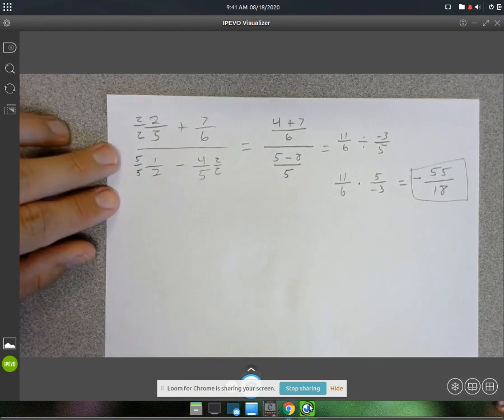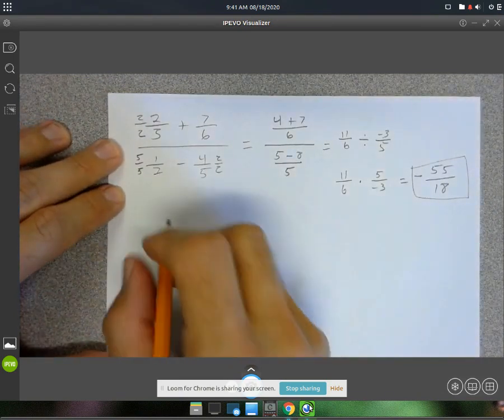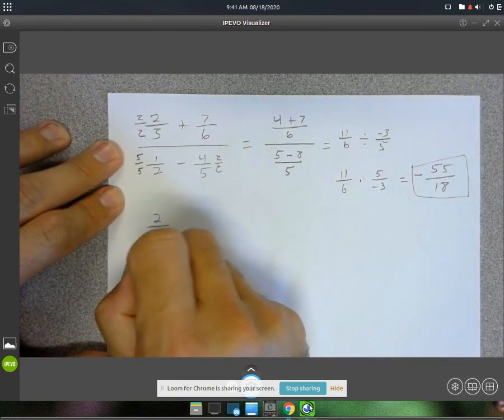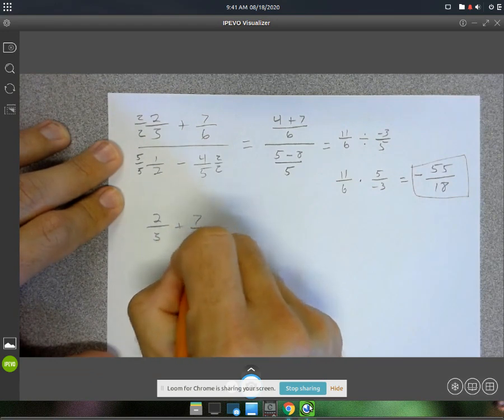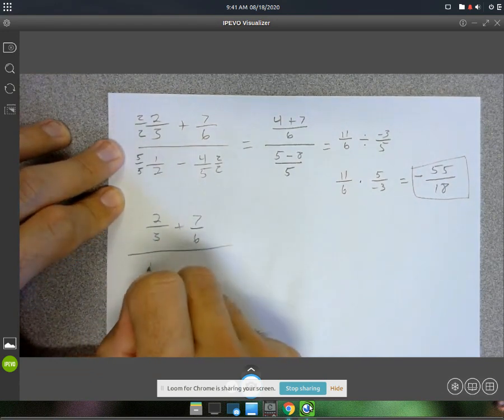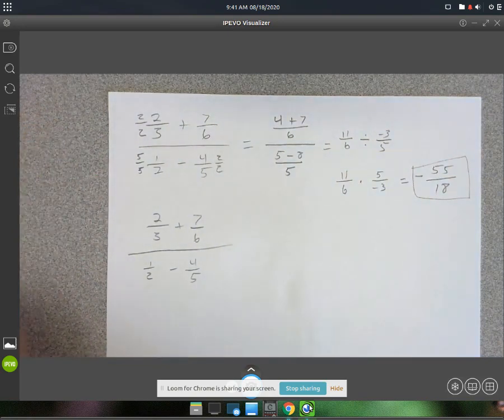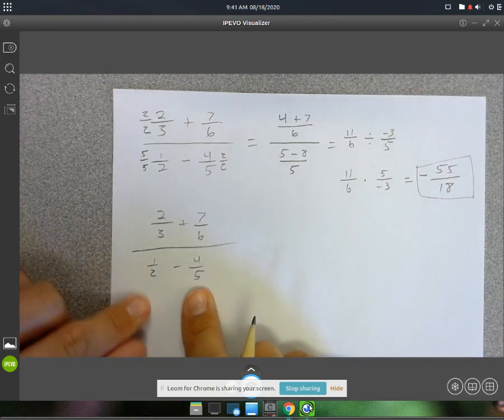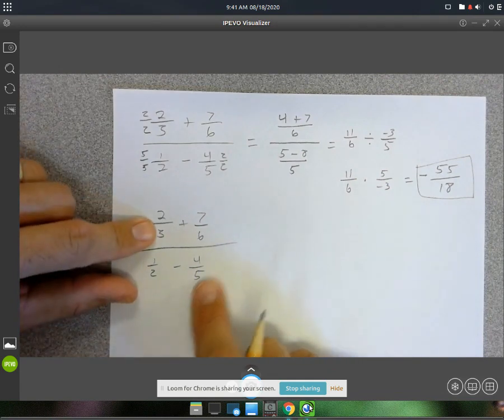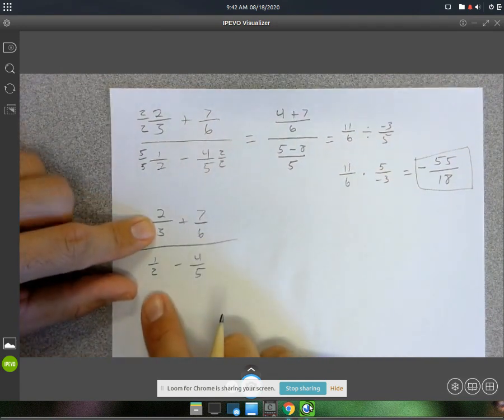And I'll do it again. That way you can see the LCM method. 2/3 plus 7 over 6, 1/2 minus 4/5. So the way we determine the LCM is we have to look at all 4 of these denominators.